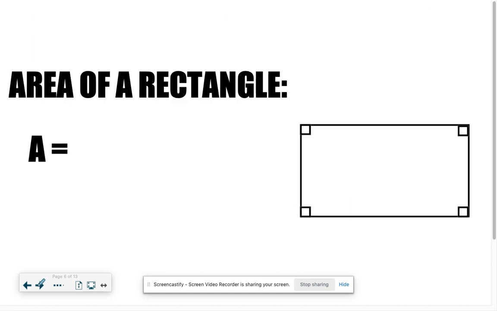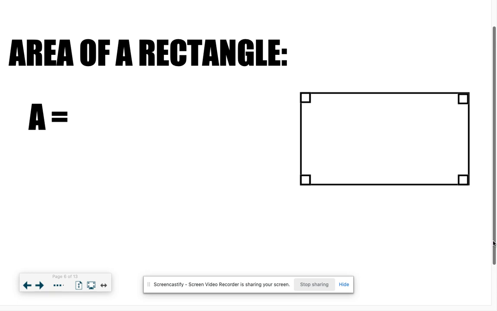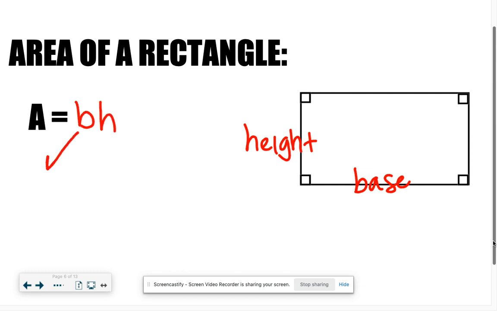So let's start off by writing the formula for the area of a rectangle. Does anyone know off the top of their head? Normally we say length times width, but in our case, we're just gonna call it our base times our height. Our base times height is our area. Base times height.